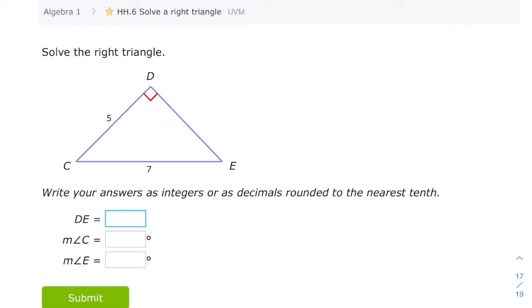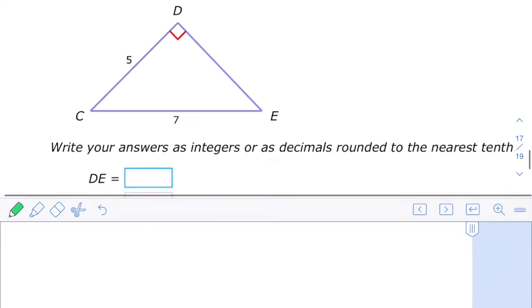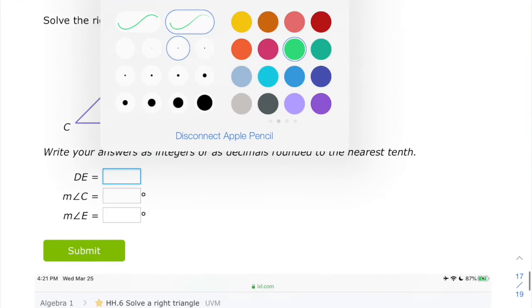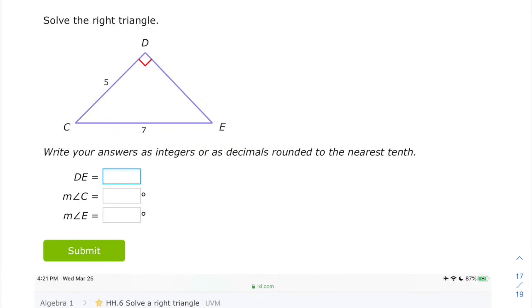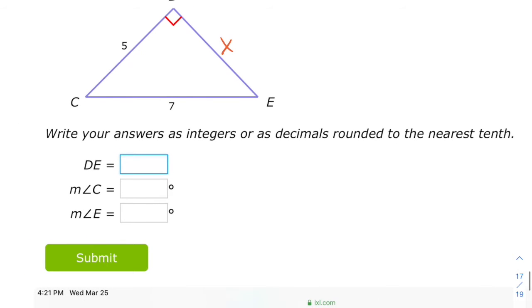All right, this one. The first thing we want to do is find DE. The easiest way to do that is the Pythagorean theorem, because you're just missing one other side. Then we'll use inverse trig to find C and E.